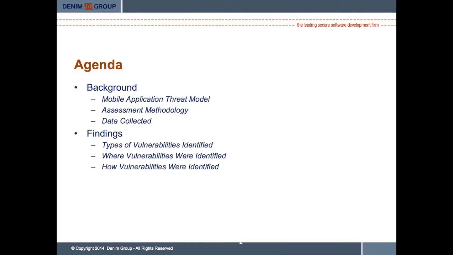And so we're going to look back at the threat model for mobile applications, kind of a generic threat model, and we're going to do some analysis of vulnerability data that we've gotten from some of the assessments that we've performed and look at where we are finding the most vulnerabilities and, more importantly, the most serious vulnerabilities in these mobile application systems. And in addition, what sort of assessment techniques allowed us to find those vulnerabilities?